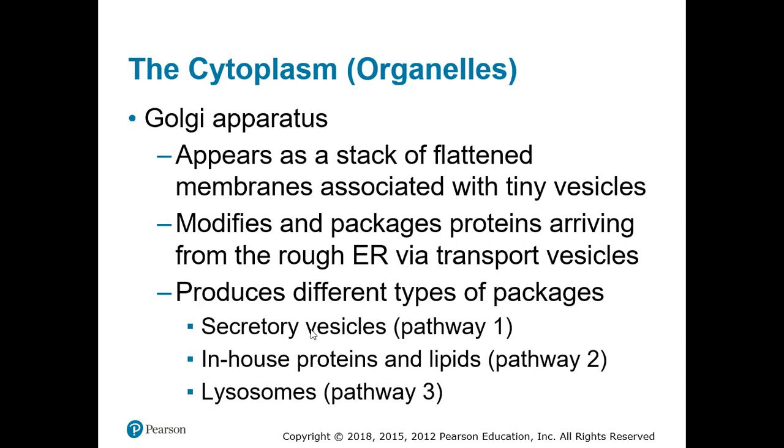When it gets these proteins and it modifies them, it can take one of three pathways. It can be a secretory vesicle, which means it secretes something that was made. It could keep those proteins and lipids in-house and then move them where they need to be. Or it can create something called lysosomes and send things to lysosomes.